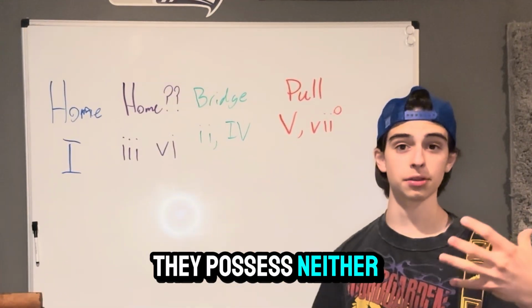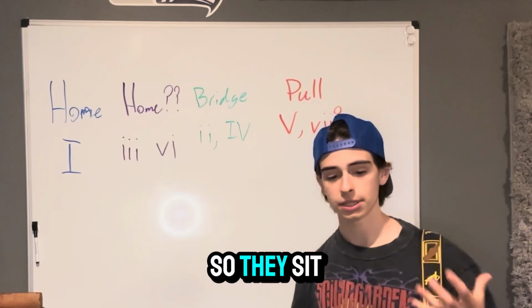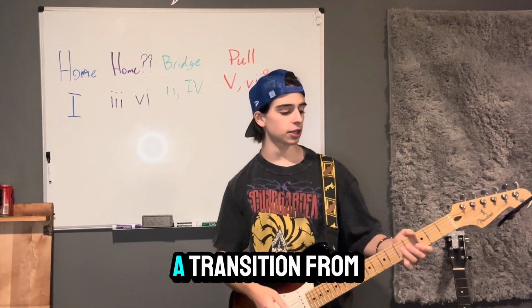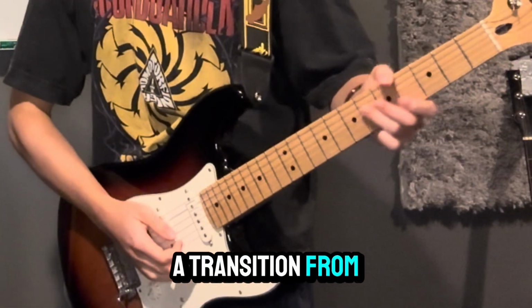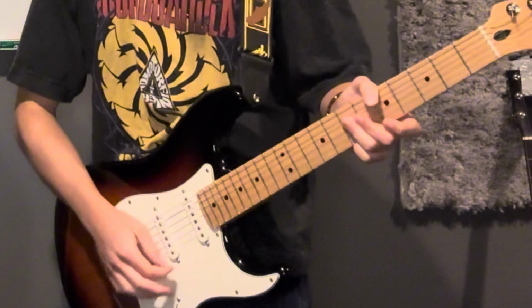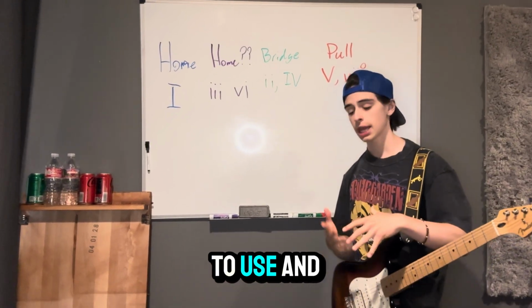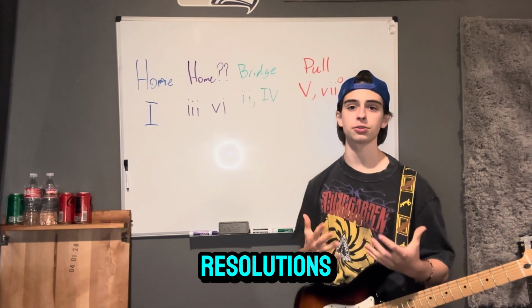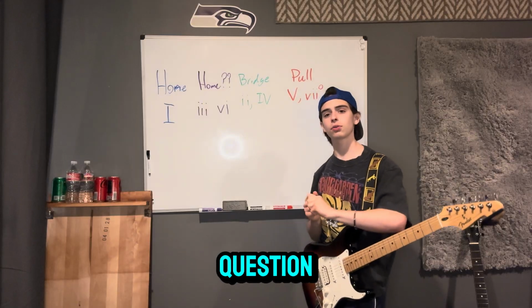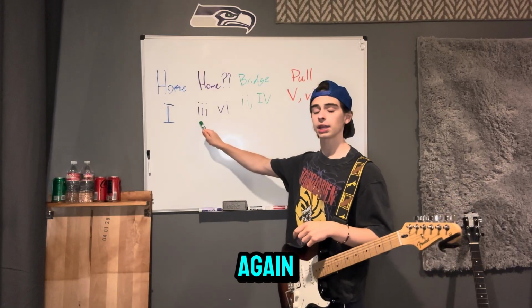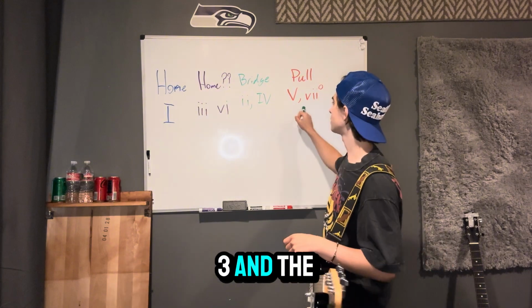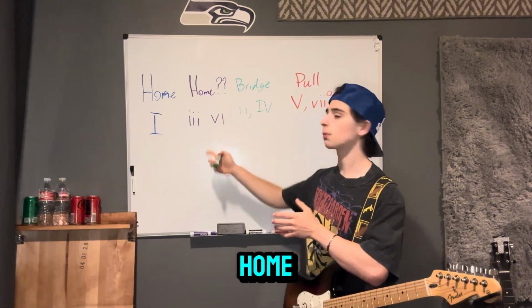They possess neither the 3rd or the 7, so they sit in this place in between and can make a transition from that just sound a little more smooth to the ear, and it's very commonly used, and you can use it for weaker resolutions. But this brings up the weird question. When we see this 3 chord again, we see that it has the 3 and the 7. So why is it that it's home?